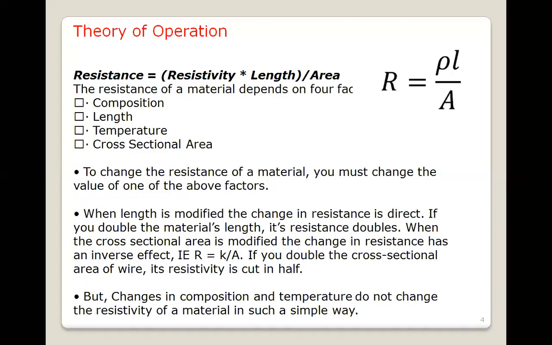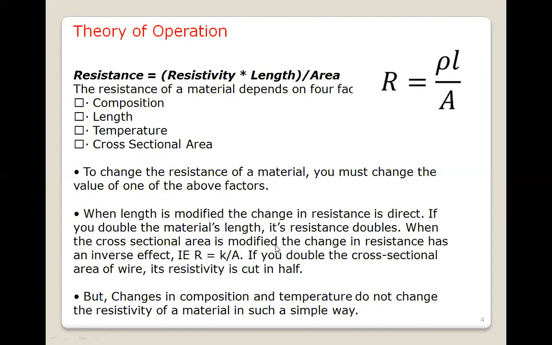That means to change the resistance of a material, you must change the value of one of the above factors. So the change in resistance depends on four factors: the resistivity, the length of the conductor, the area, and the temperature, because resistance is also dependent on temperature. When the length is modified, the change in resistance is directly proportional to the change in length. That means if you double the material's length, the resistance will double.